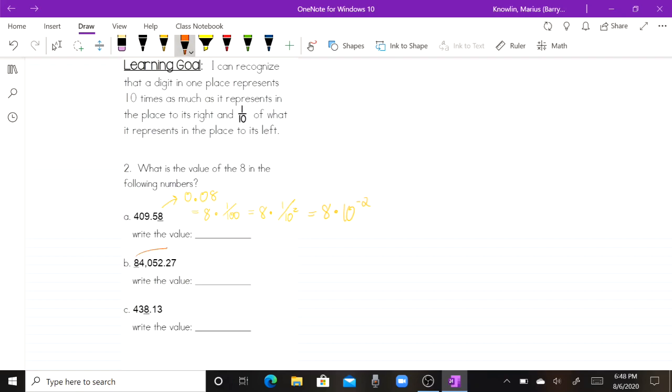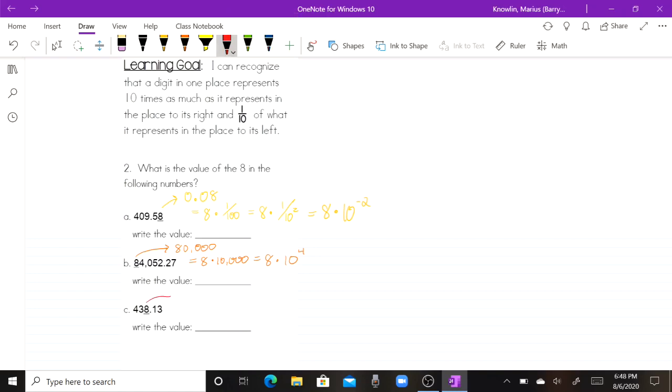All right, let's take a look at B. B, this 8 is in the, not the thousands, but the 10,000s. So this 8 represents 80,000. Okay, which we could write as 8 times 10,000, right? Or we could write as 8 times 10 to the what? 1, 2, 3, 4, fourth power.